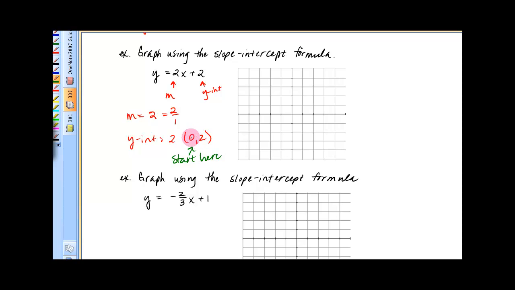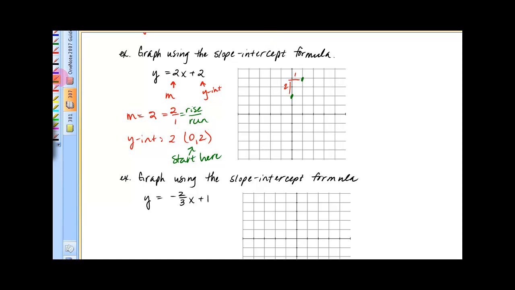So let's come over to our graph, and we're going to start at (0, 2). So I'm going to go over 0, up 2. My slope says I'm going to rise, remember, rise over run. So I'm going to rise 2, run 1. Okay? Now what if I had gone, let's draw this first. We're going to rise 2, and we're going to run 1.